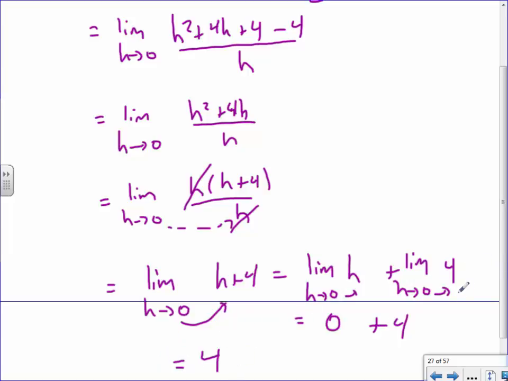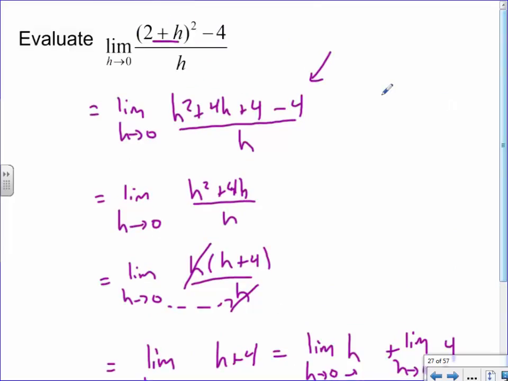The answer is 4. Now, I can't plug in 0, right? On this graph right here, if this was a function, (0, 4) is not actually a point, but there must be a hole in the graph, and that hole would be at (0, 4).